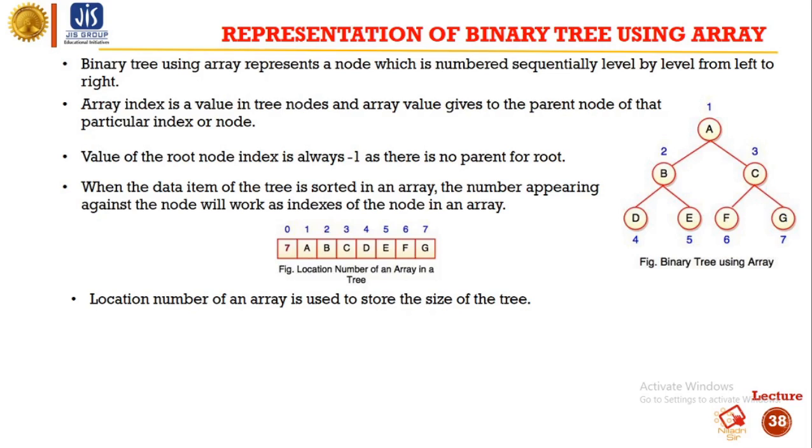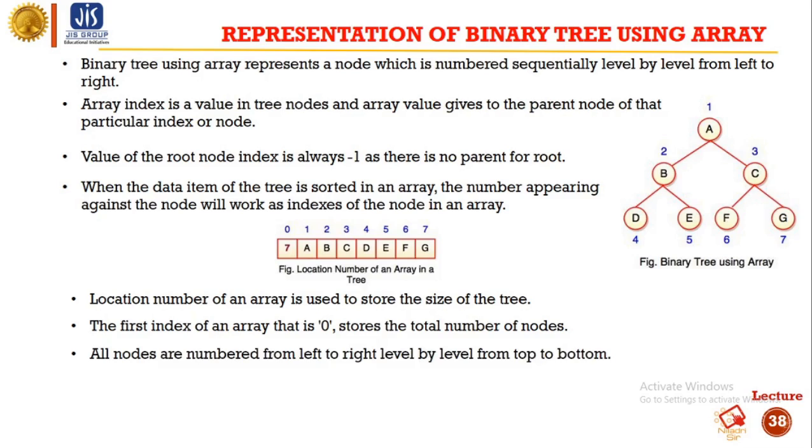Now, the location number of an array is used to store the size of the tree. So at the beginning, that is 7, that is the location number. It stores basically the size of the tree, and the size of the tree here is 7. The first index of the array, that is 0, stores the total number of nodes. So the first one will store how many nodes there are.